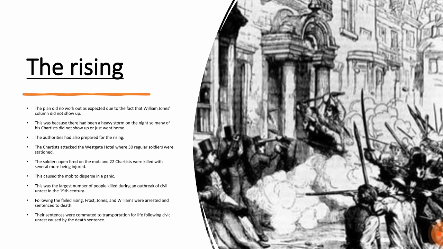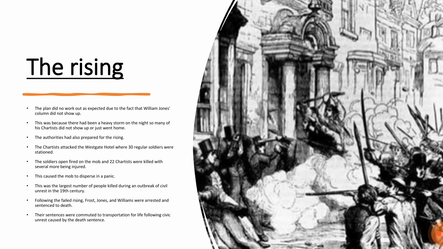The Chartists attacked the Westgate Hotel, where 30 regular soldiers were stationed, and I've put a picture of that to the right. These soldiers opened fire on the mob, and 22 Chartists were killed, with several more being injured. And just from the top of my head, I believe that the soldiers stationed in Westgate Hotel came from the 45th Infantry Division. So this caused the mob to disperse in a panic. This was the largest number of people killed during an outbreak of civil unrest in the 19th century.